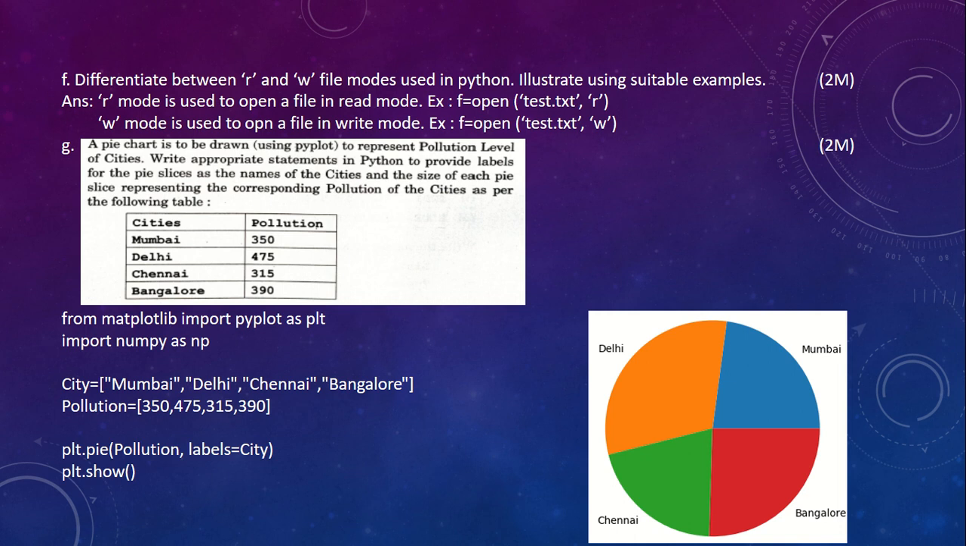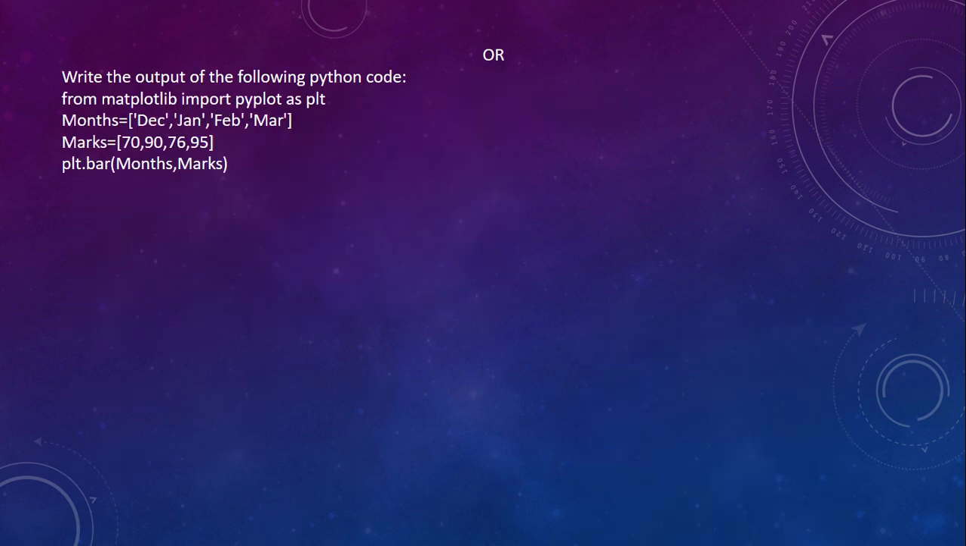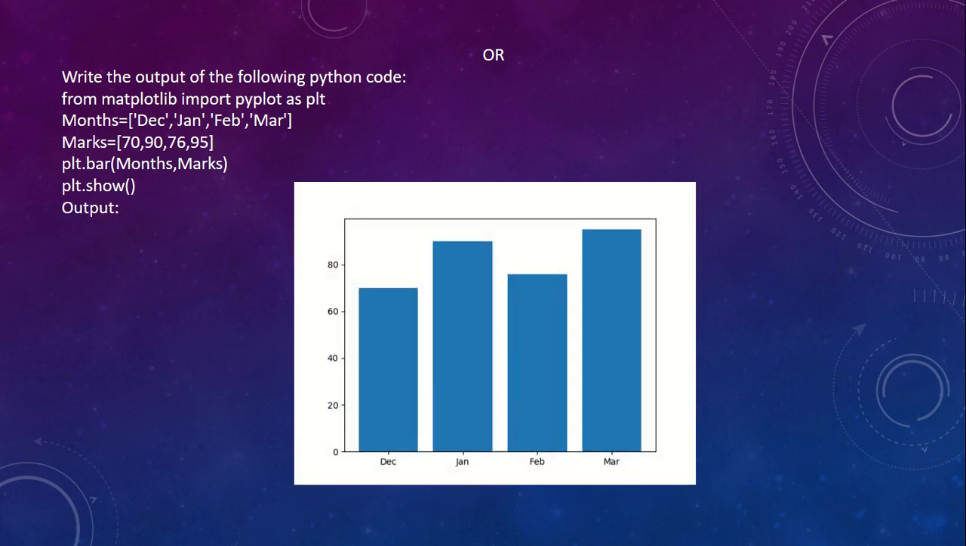Now the next one. From matplotlib import pyplot as plt, month equal to this, marks equal to this, plt.bar months comma marks, plt.show. So here the output is simply a bar diagram, a bar chart.